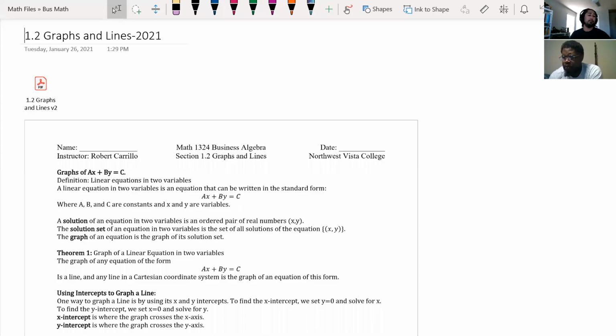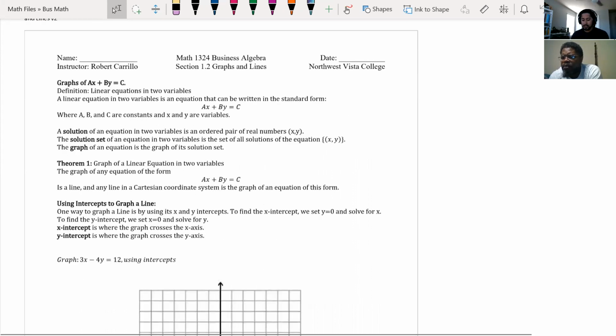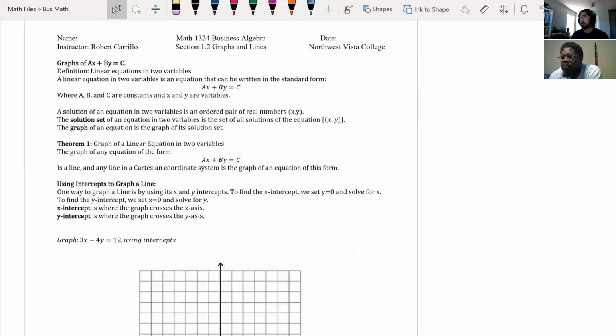Board, and here we go. All right, here's 1.2. So today is about graphs and lines. Last Thursday, right? Yeah, we did linear equations. So today's about graphs and lines.